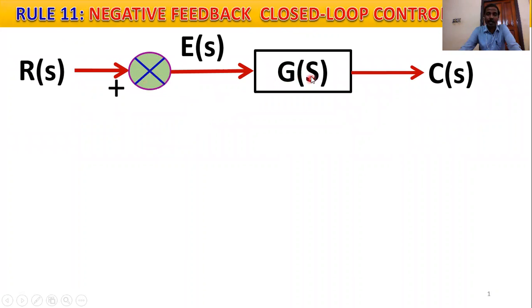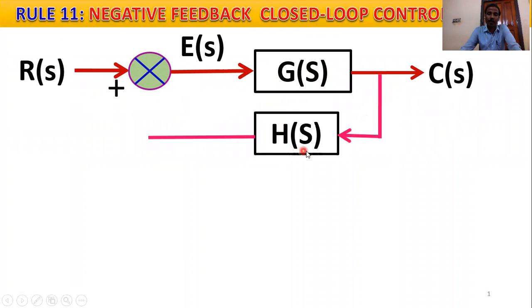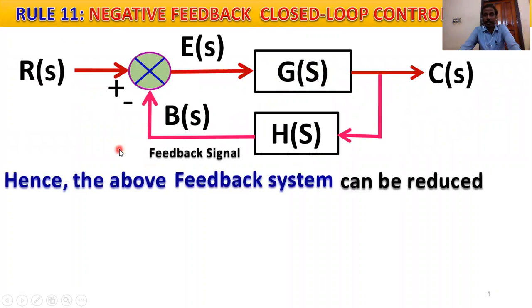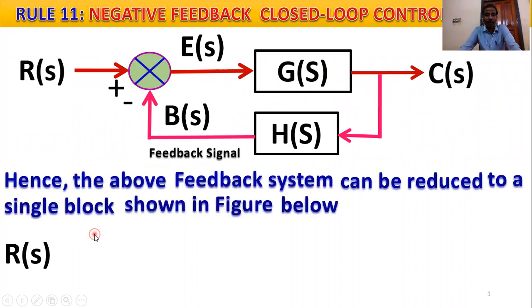This is the summing point, plant gain G of S, and C of S is the system output or controlled output, and the feedback equals H of S, and B of S equals the primary feedback gain. This is the negative feedback. Hence, the above feedback system can be reduced to a single block shown in the figure below.